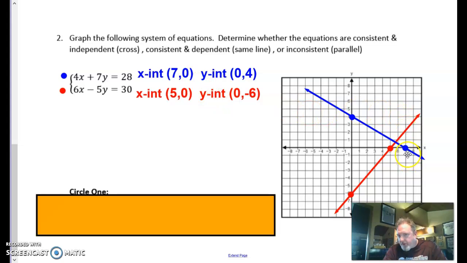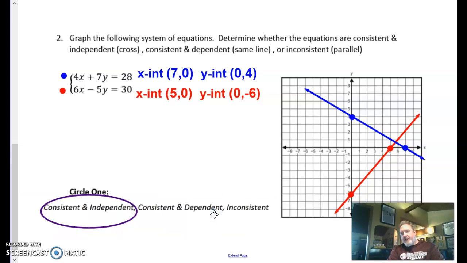So (7, 0) and (0, 4). That's the blue line you see right here. For the red one, (5, 0) and (0, -6). That's this line. They do indeed cross. And since they cross, we know that that's consistent and independent. So that's our brief rundown for today. That should set the stage for you guys to do review worksheet 3.